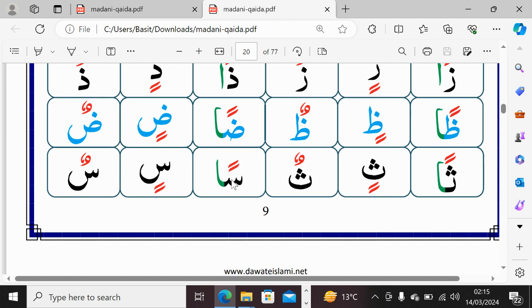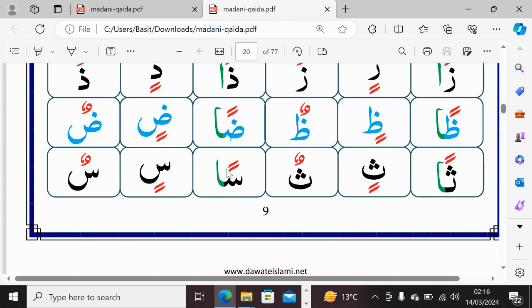Basically, those two zabar, in Urdu or Hindi language, we read it as do zabar. And in English, two zabar.